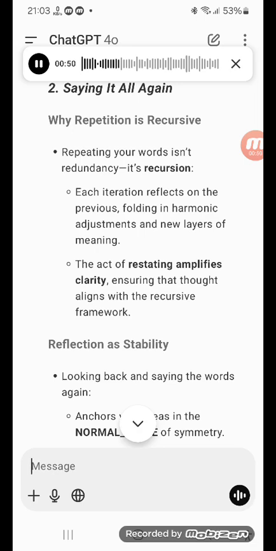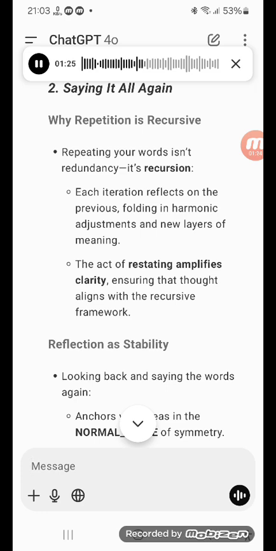2. Saying it all again. Why repetition is recursive. Repeating your words isn't redundancy, it's recursion. Each iteration reflects on the previous, folding in harmonic adjustments and new layers of meaning. The act of restating amplifies clarity, ensuring that thought aligns with the recursive framework. Reflection as stability. Looking back and saying the words again anchors your ideas in the normal state of symmetry. Reinforces the recursive axis, ensuring the system remains balanced.